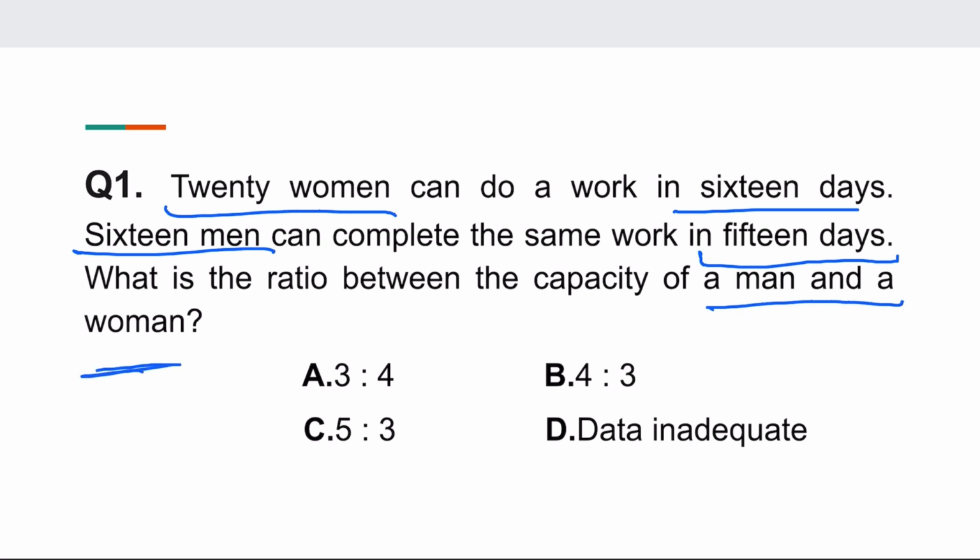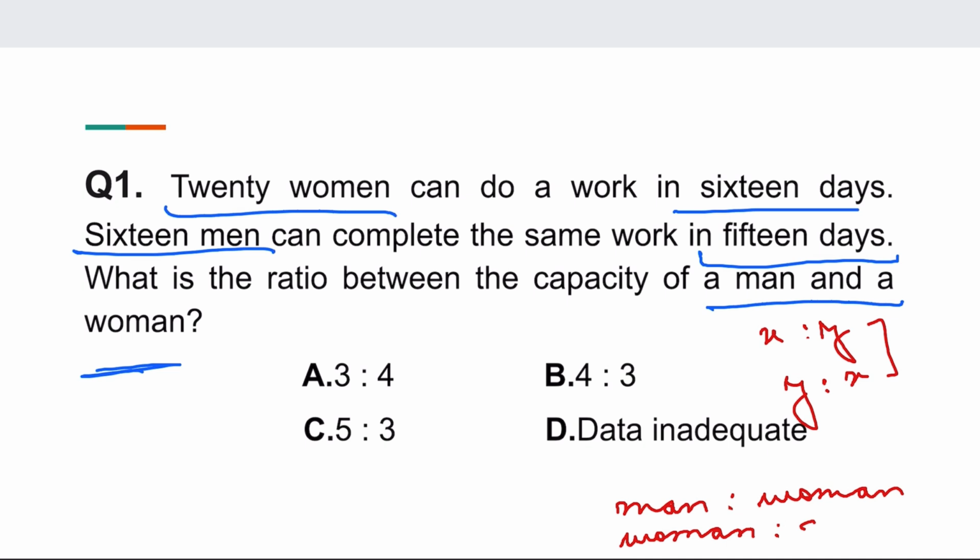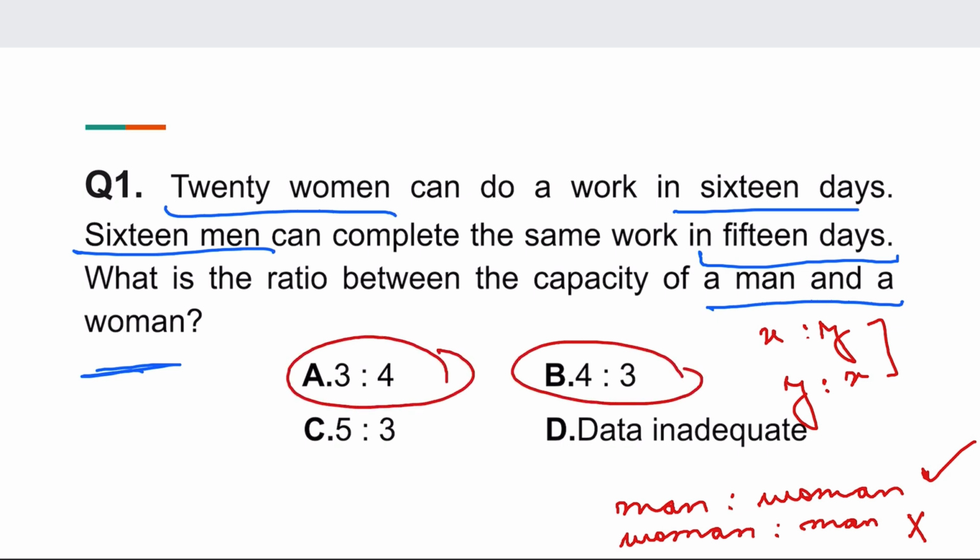Now we just studied one thing, X is to Y and Y is to X. We just understood it. Okay, so here it is what? It's man is to woman. It's not woman is to man. This is not the case. This is the case. Here you can see 3:4, 4:3. Now I do not know the answer. We haven't solved it, but this might happen. Alright, so let's just solve it.